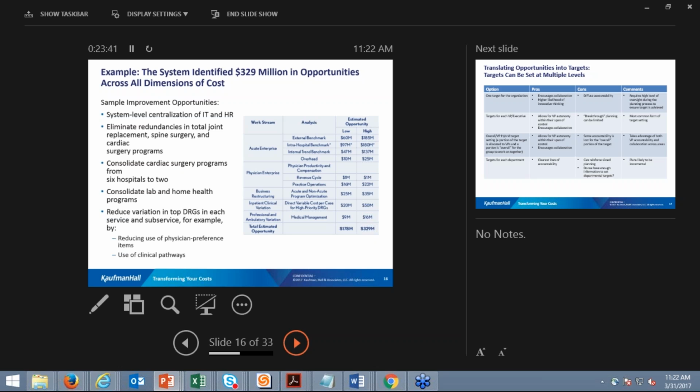So you can see the systemization of IT and HR, eliminating redundancies, consolidating cardiac surgery programs, quite political, but they chose to go after that, and really focusing on clinical variation in a number of different DRGs. So really, we would invite you to click on the article and do a deep dive on this case study. Perhaps it has one or two learnings that you might apply to your organization.